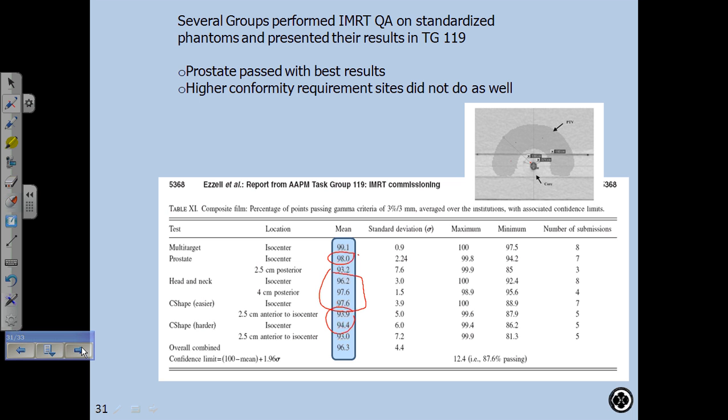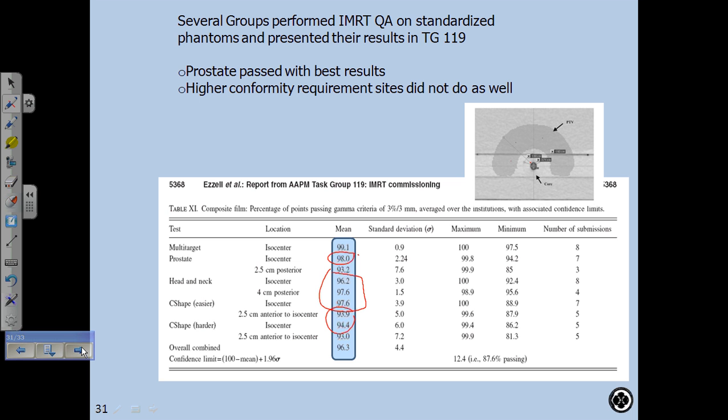Now, that could point to a lot of things. It could point to the beam data not being as correct. It could point to MLCs not being able to deliver it. It could point to the device that you're measuring not being accurate enough. There could be a lot of reasons for this. But anyway, the take-home message is that more complicated plans, such as head and neck, don't pass with as high a frequency as prostate.